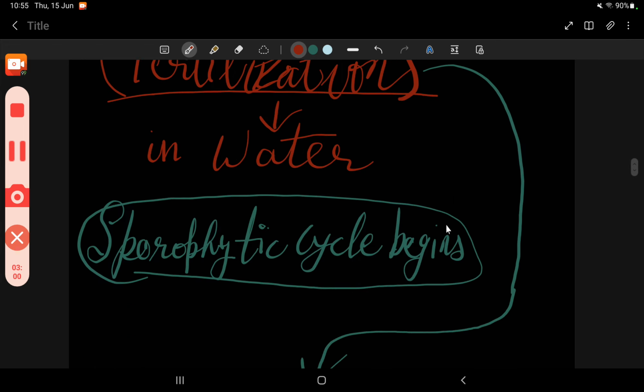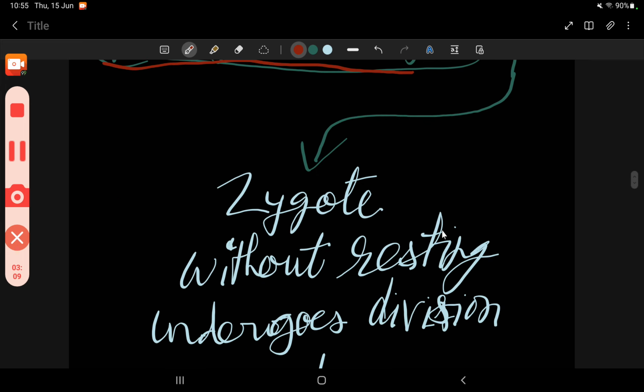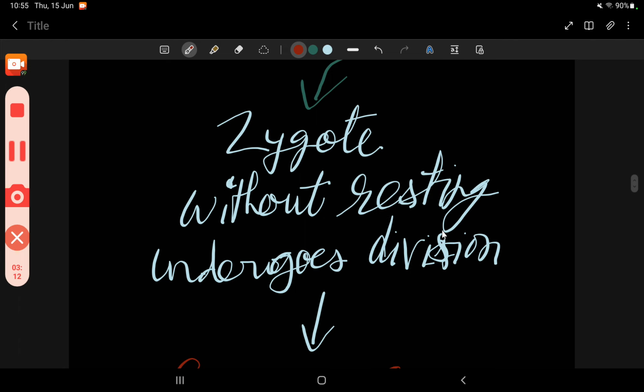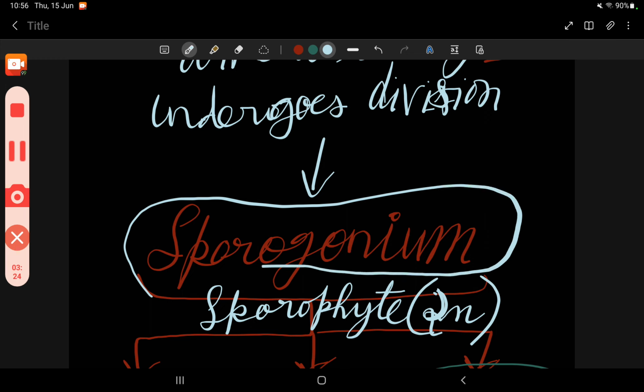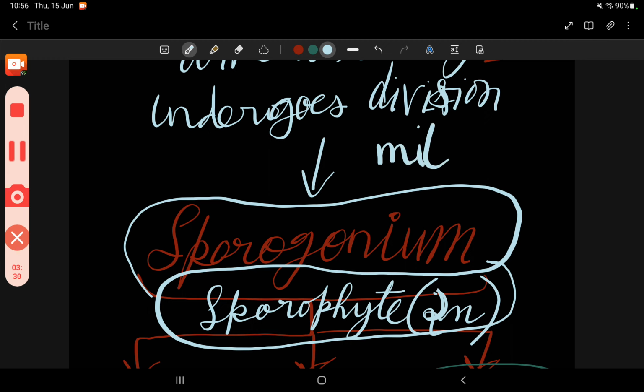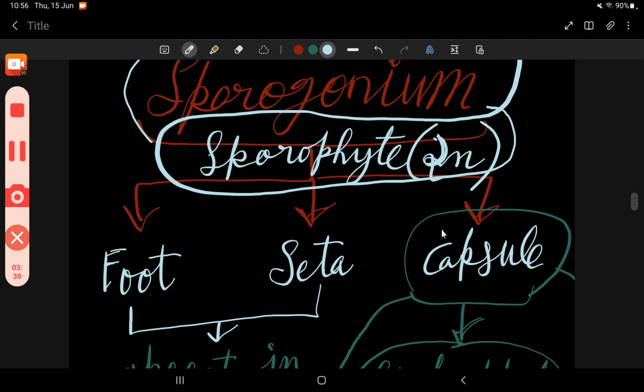Now the next phase of the life cycle starts here, which is the sporophytic phase. It takes place after fertilization, when the zygote undergoes divisions without resting to form the sporogonium. The sporogonium gives rise to the sporophyte, a diploid sporophyte, because it undergoes mitotic divisions. The sporophyte is divided into foot, seta, and capsule.